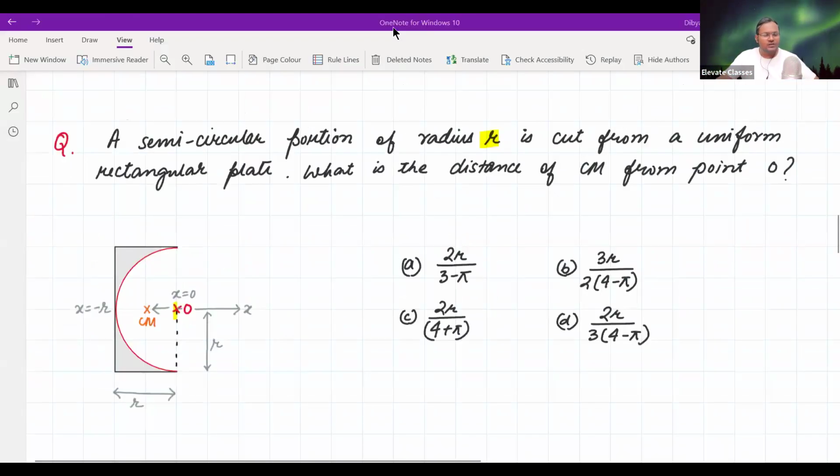The original object was a rectangular plate and the scooped object is a semicircle. So what remains is this. What is the center of mass of this final configuration? How far is it from the point O?